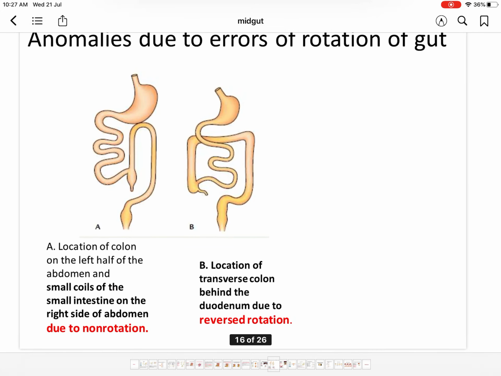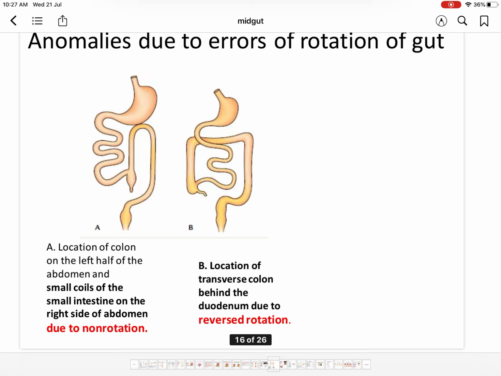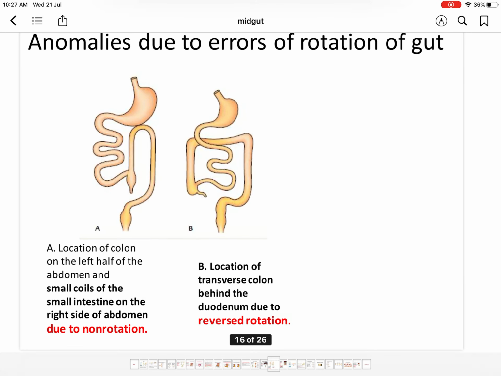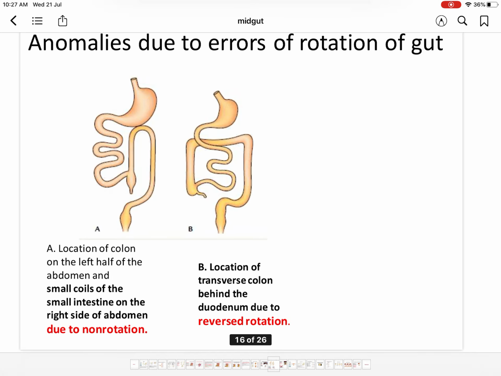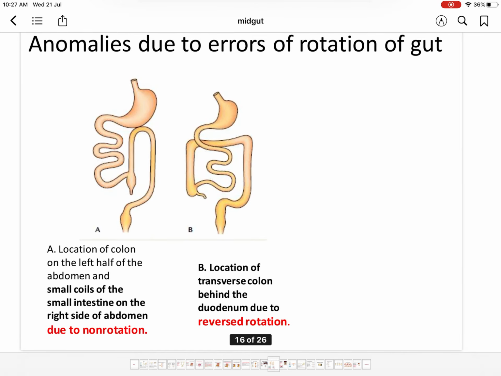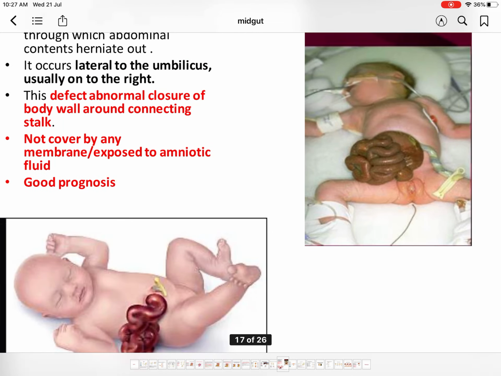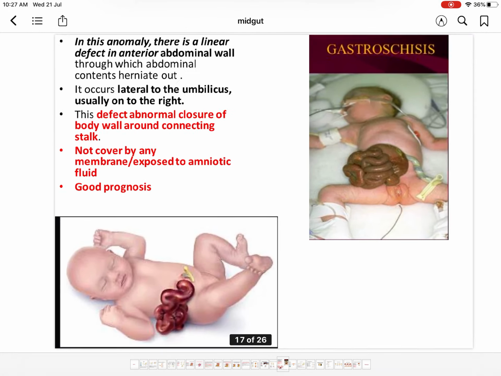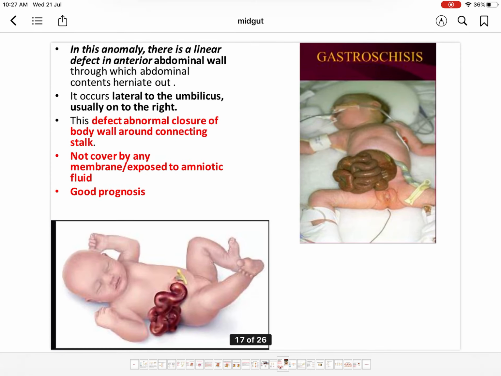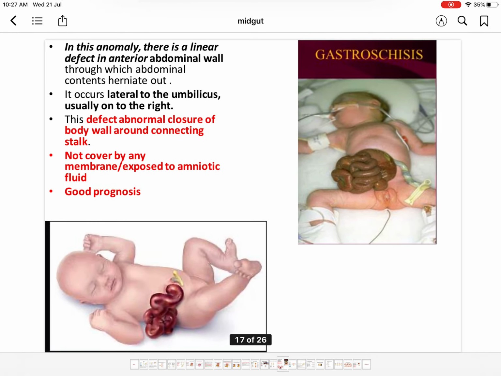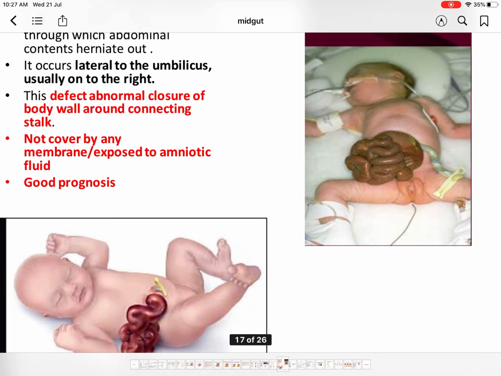Now anomalies due to error of rotation of the gut. Sometimes due to non-rotation of the gut, the colon will be located on the left side and the small intestine will be on the right side of the abdomen. You can see in the first diagram. And sometimes there will be reverse rotation. In the second diagram you can see, due to reverse rotation, the transverse colon will be behind the duodenum, and the coils of intestine or duodenum will be in front of the transverse colon.